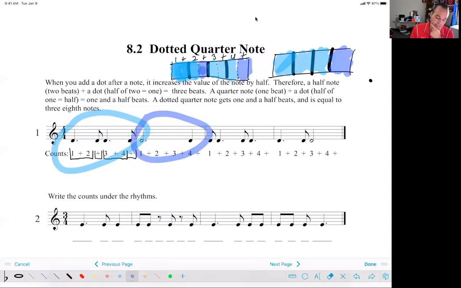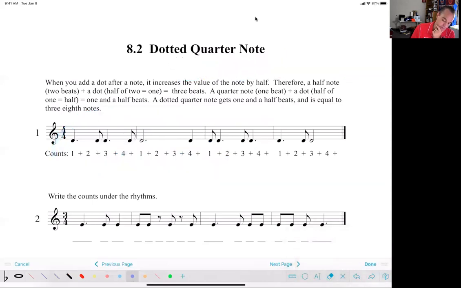Now this next one is a little bit different. Let me just erase everything off the page here so we have some space.